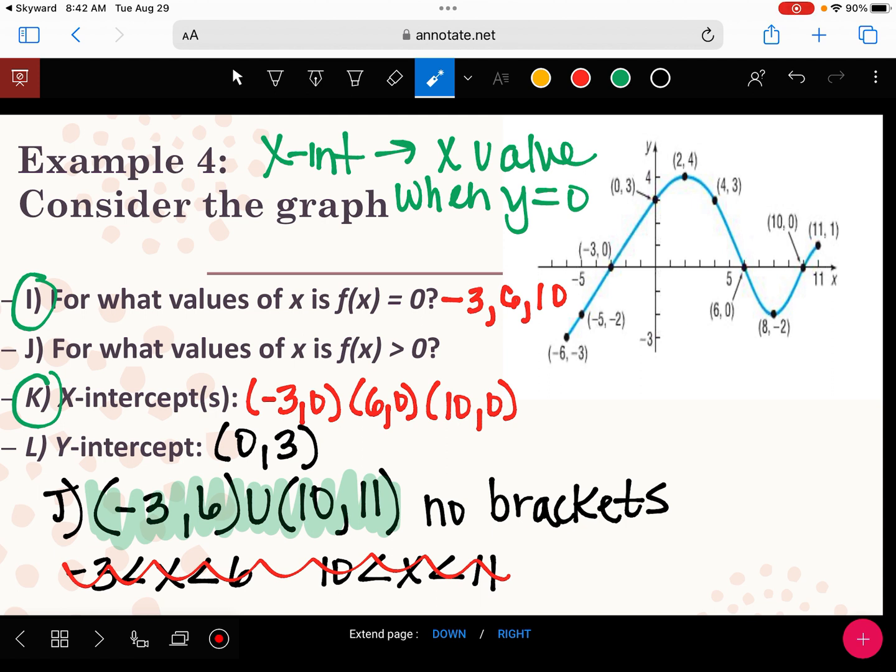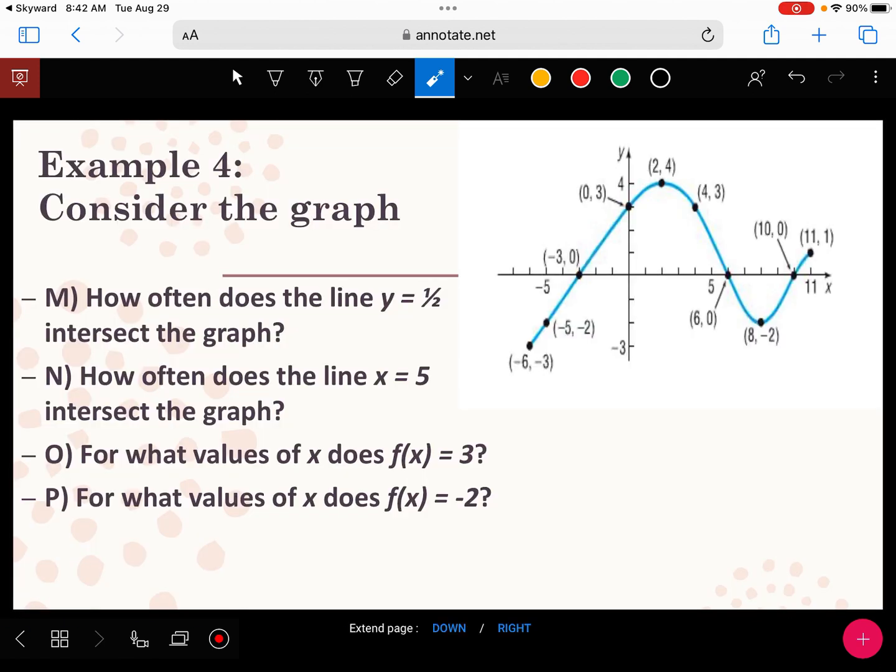All right, last four pieces. Go ahead and copy it down, and then we'll talk through that and we are done. Go ahead and copy down M, N, O, and P.